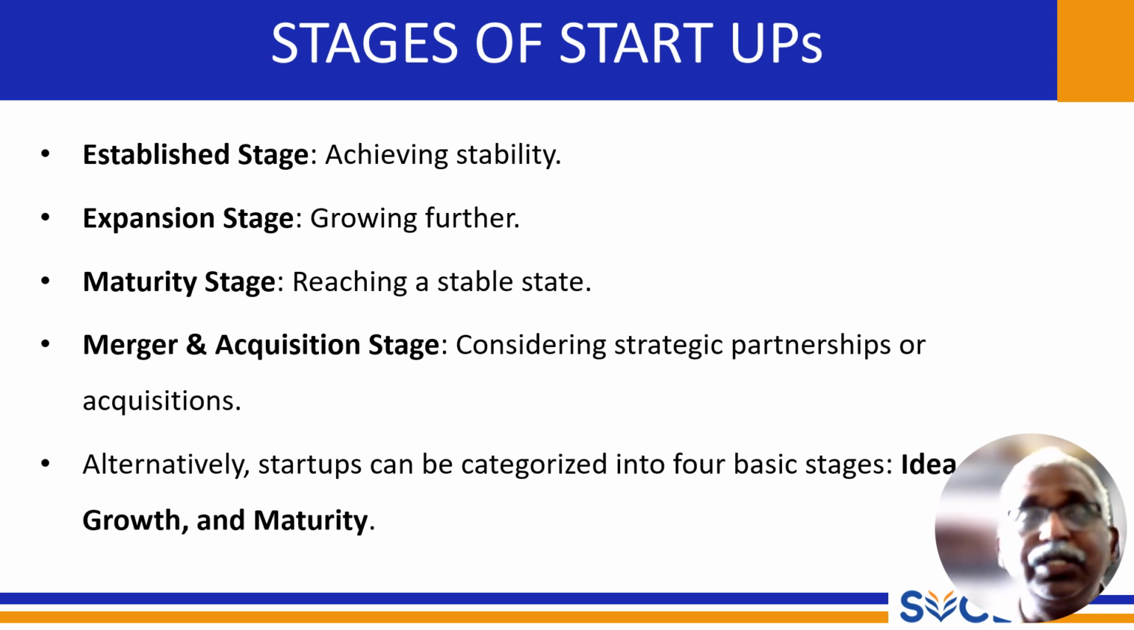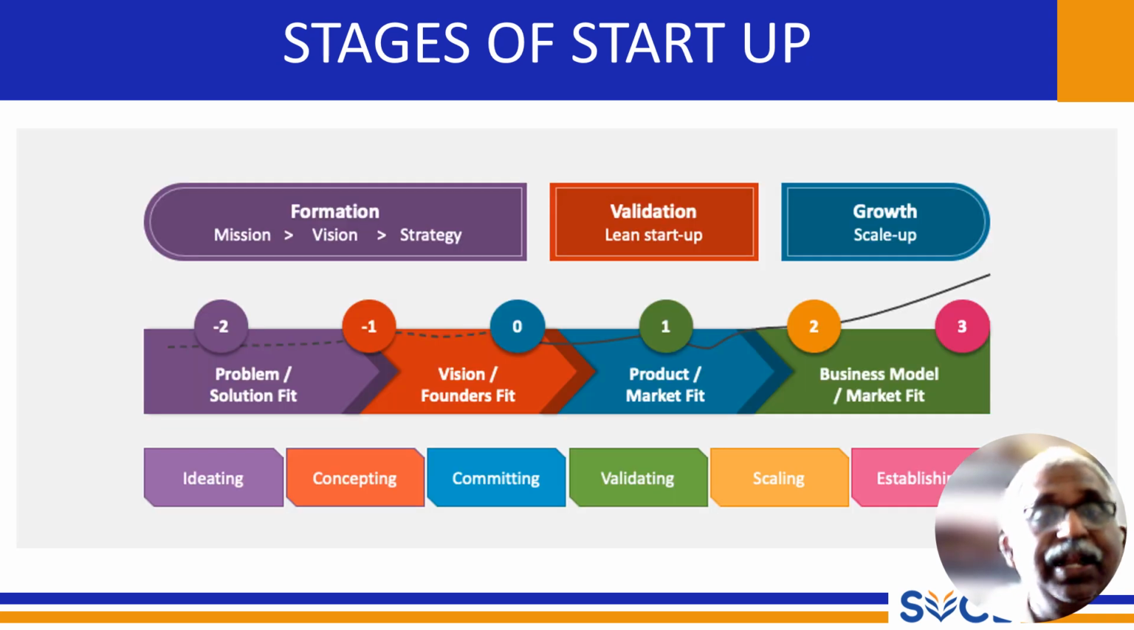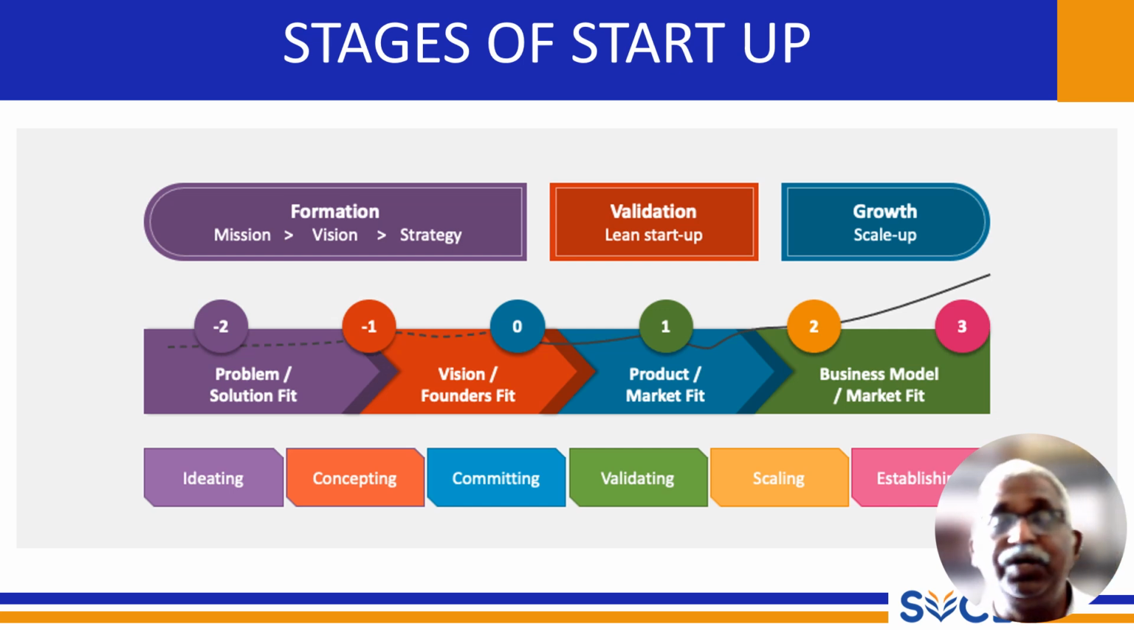Now, in this course, the stages go from ideation to the end, growth and maturity level. We are identifying the stages as 6 different levels. From this flow chart, we can find ideating, then concepting, communicating, validating, scaling, and establishing.